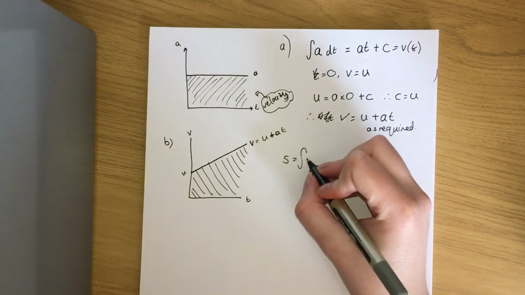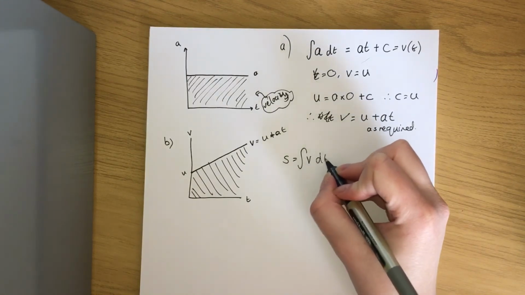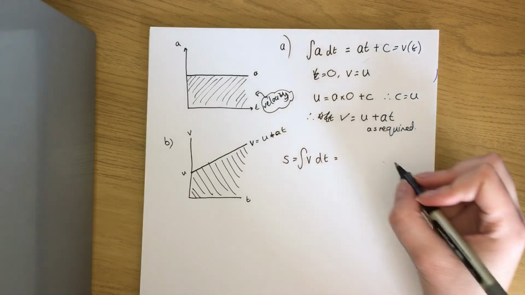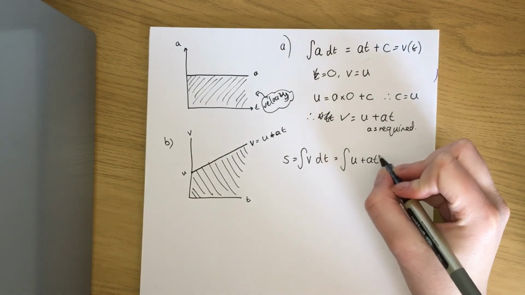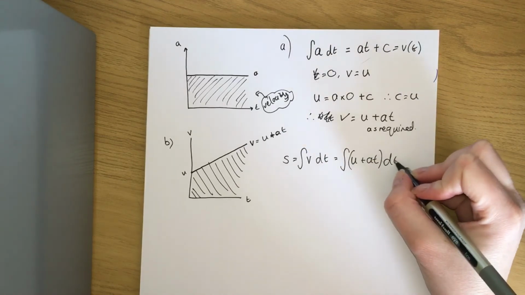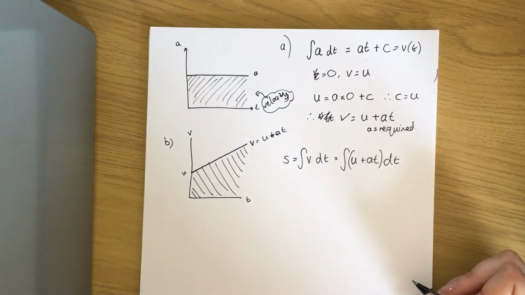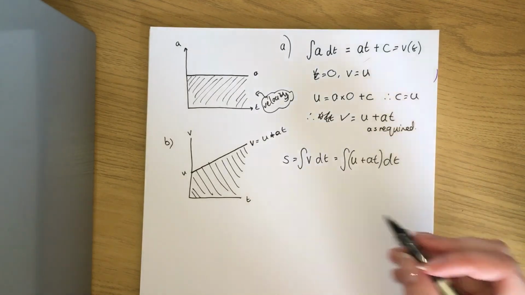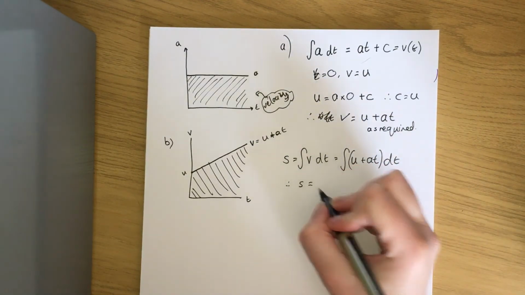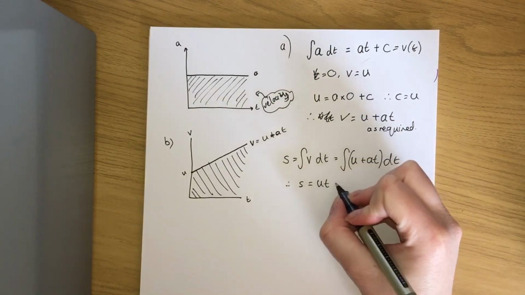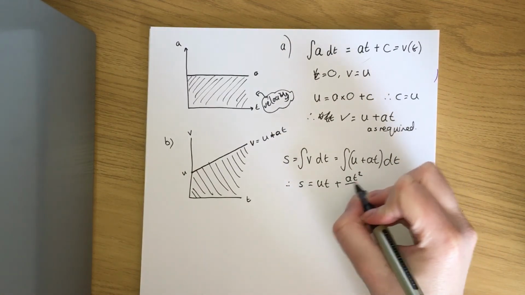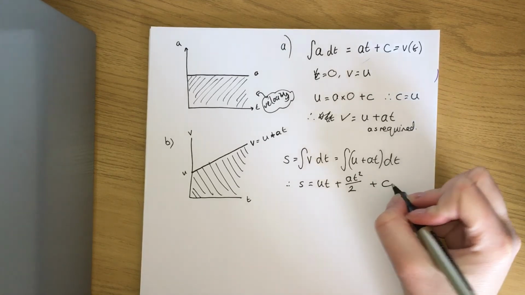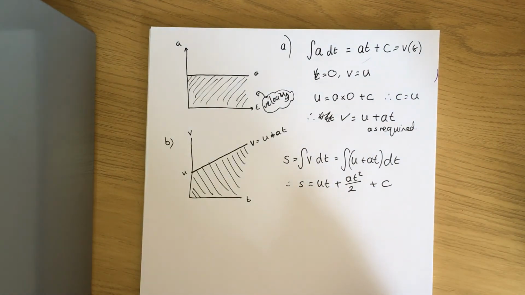So displacement is the integral of velocity with respect to time. So it's the integral of u plus at with respect to time. So I'm going to integrate this in terms of t. So s is equal to ut plus at squared over 2 plus c.